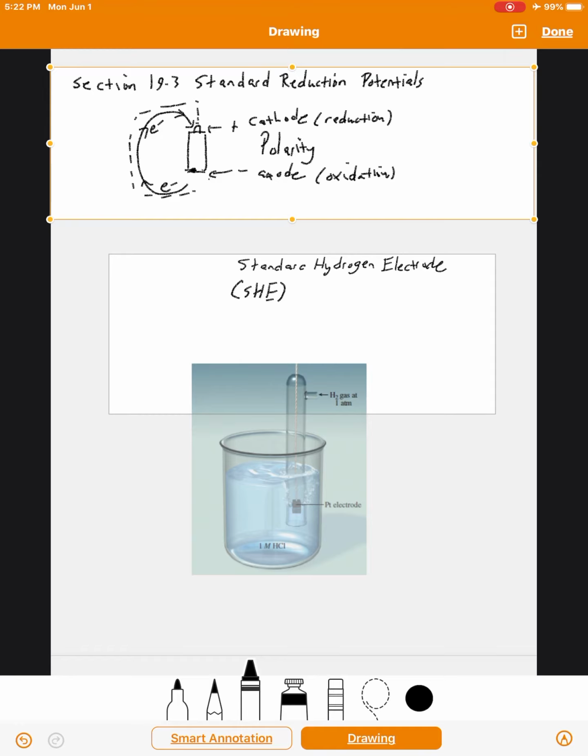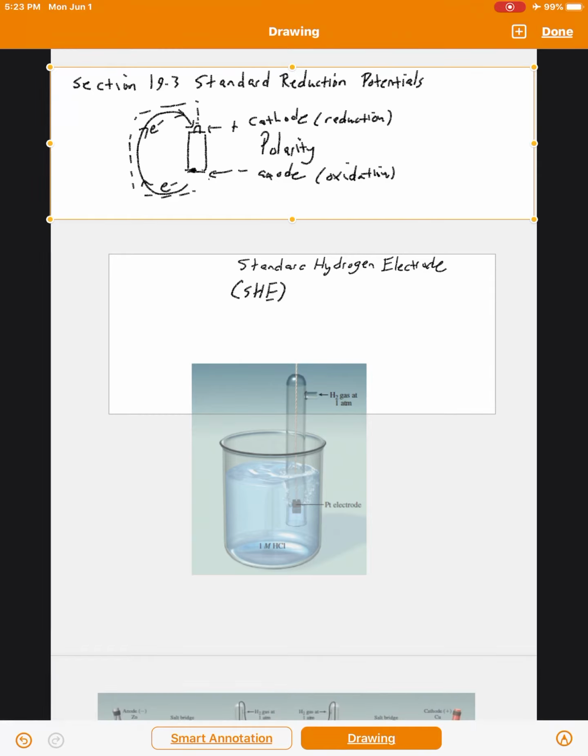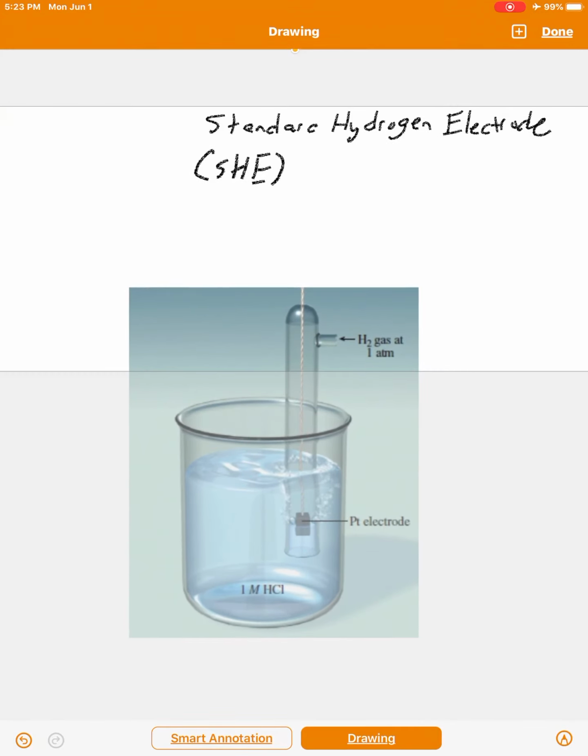Okay? Now here, let's come back to our standard hydrogen cell. The standard hydrogen cell is designed to allow us to make a table of what are called standard potentials, standard reduction potentials. And we'll get into that in a moment. But let me show you how it's constructed. It's very simple. It involves an aqueous solution of hydrochloric acid, HCl, at a concentration of 1 molar. Okay, that's an important aspect of it. It has to be at 1 molar.